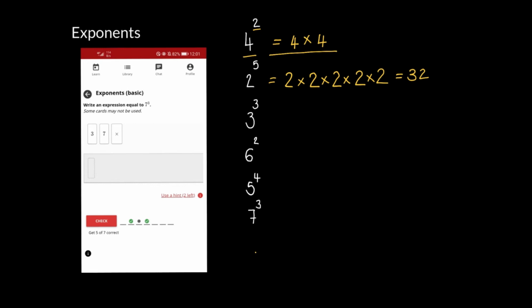So now that we understand how it works, do you think you can do the rest of them for me? You can pause the video, go through it, see if you can answer these, and then we will compare answers in a bit.